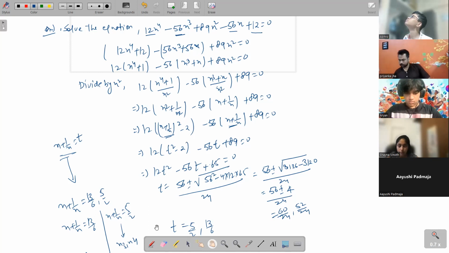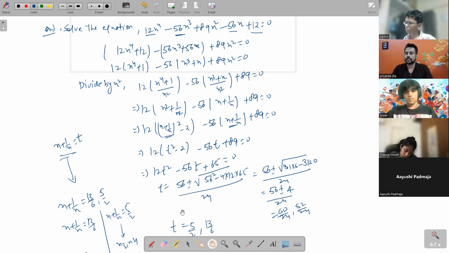So x is 2 or 1 by 2? Got the answer? Very good. X is 2 and 1 by 2, and from another equation, you will get another values of x, 2 by 3 and 3 by 2. Good.